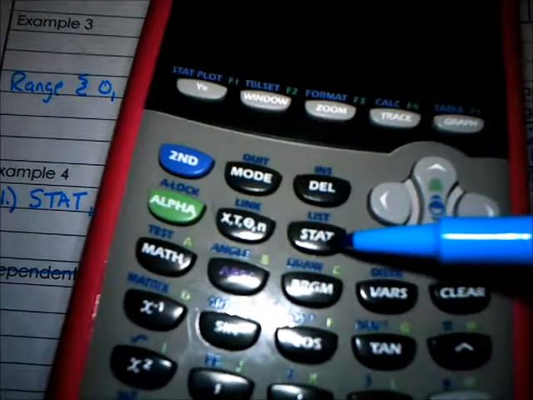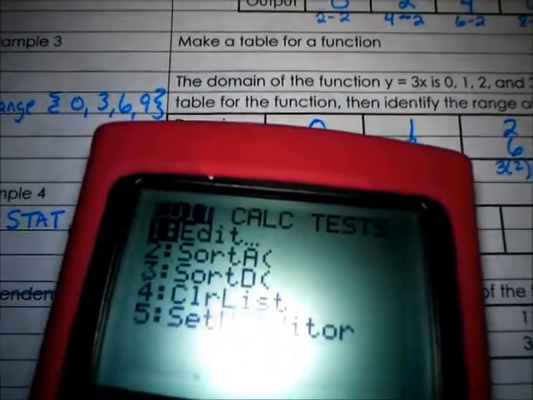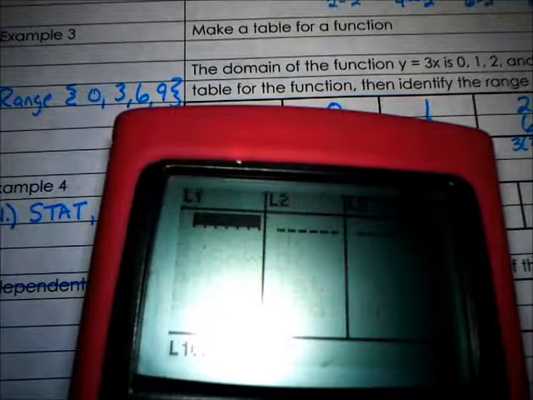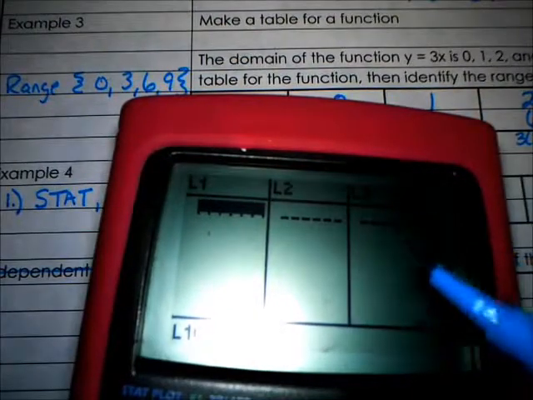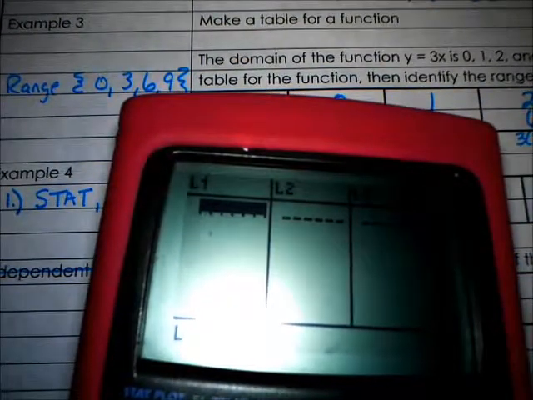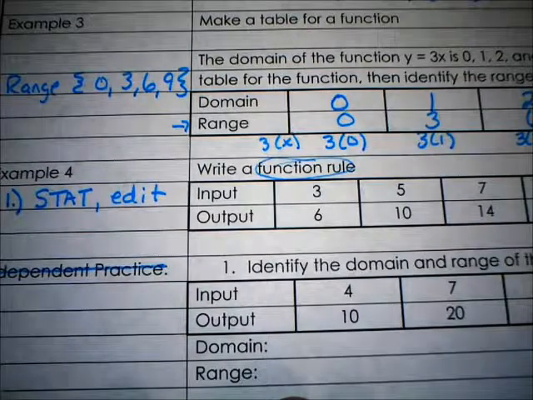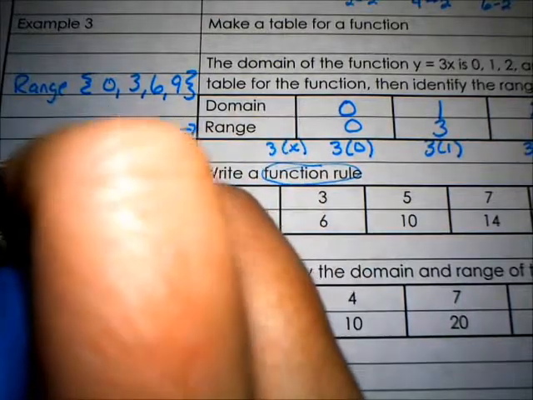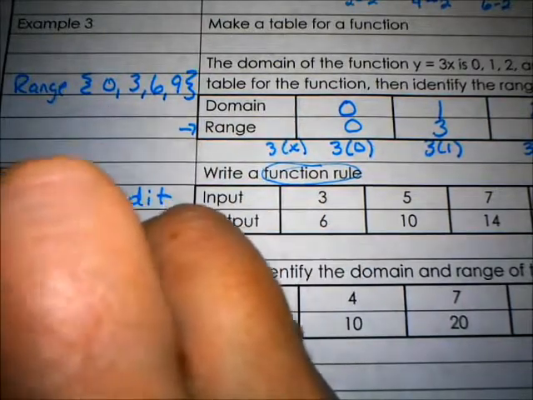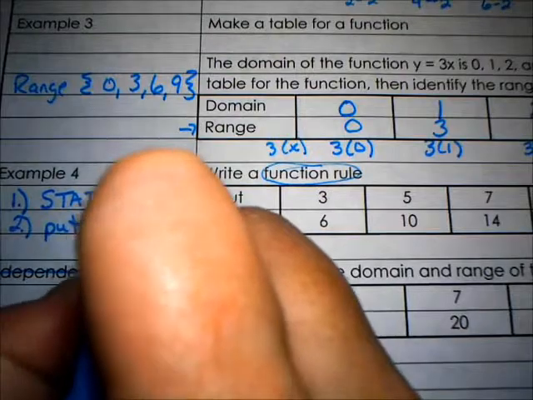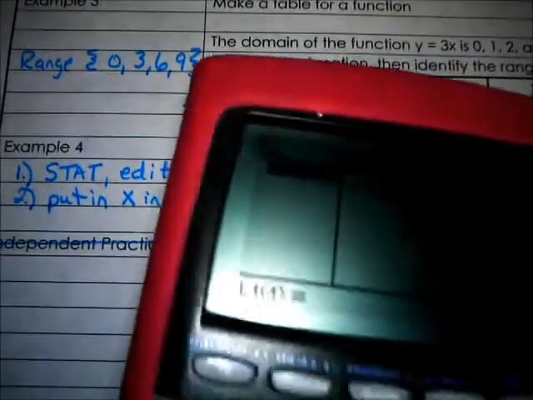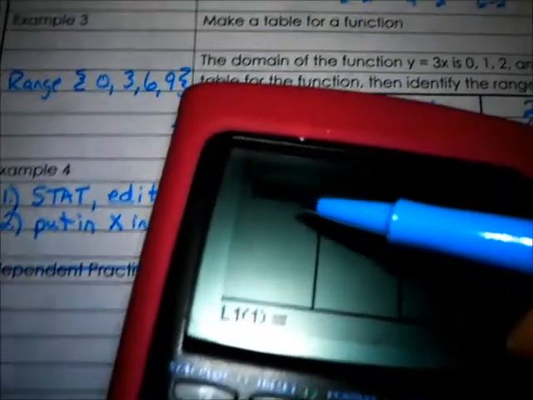It's on the row with the alpha button, so I'm going to push that button, and this is what pops up on my screen. Edit is number 1, so I'm going to hit a number 1 and I should get a clear screen. If not, raise your hands so that we can get that cleared out. The second step is we're going to put in your x's into L1. Okay, if you notice, here's L1 in the top left corner.